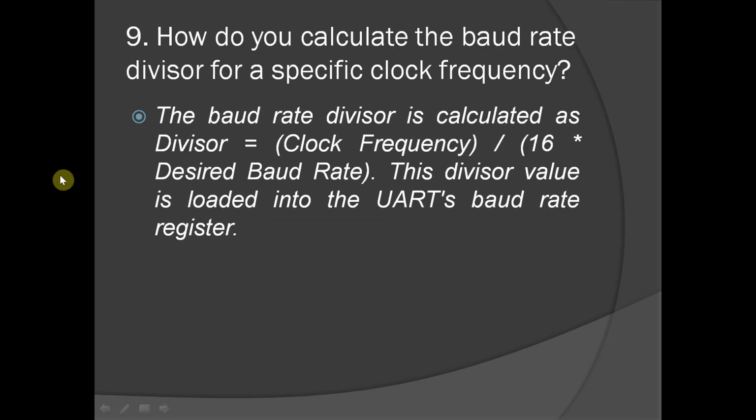Yeah. So the baud rate divisor is calculated as clock frequency divided by 16 times the desired baud rate. This divisor value is loaded into the UART baud rate register. This baud rate will be the same for both the transmitter and receiver. Both should work on the same baud rate. If there is any mismatch in the baud rate of transmitter and receiver, then there will be corruption in the data.